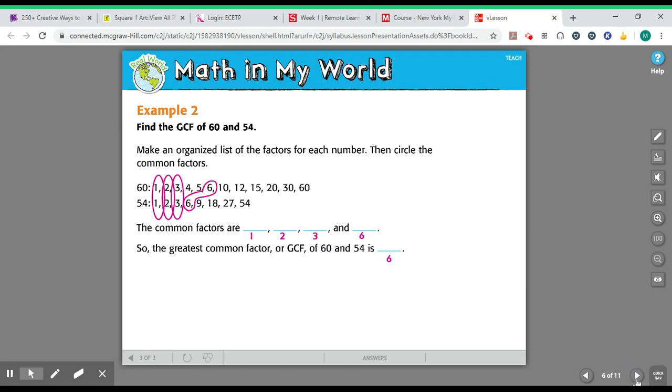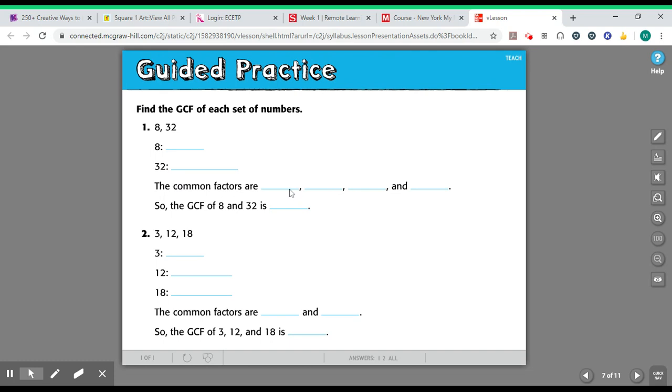Let's look at guided practice. They wanted you to find the greatest common factor of each set of numbers. You have to think about what are the factors of 8? What numbers go evenly into 8? You should know that 1, 2, 4, and 8 go into 8. And for number 32, the numbers that go in evenly are 1, 2, 4, 8, 16, and 32.